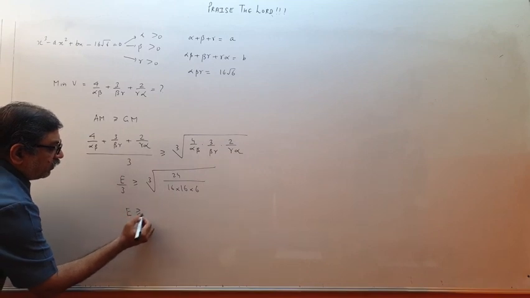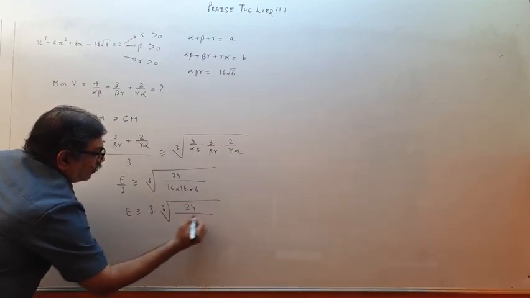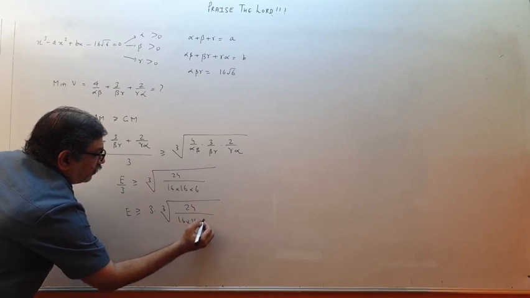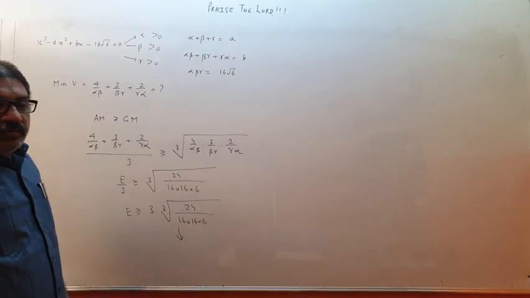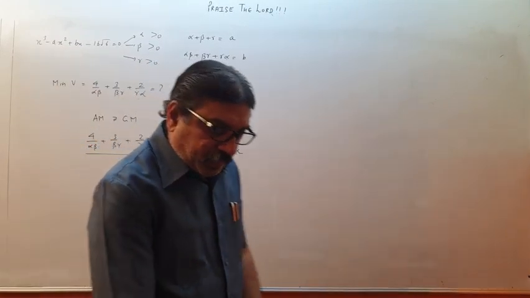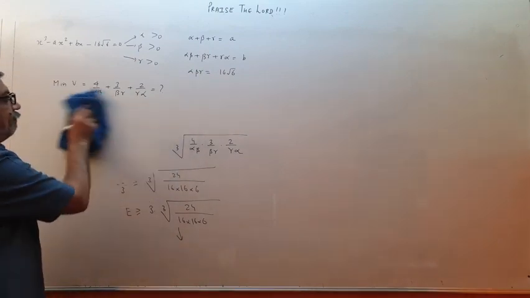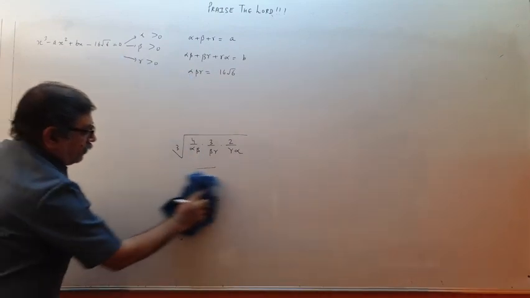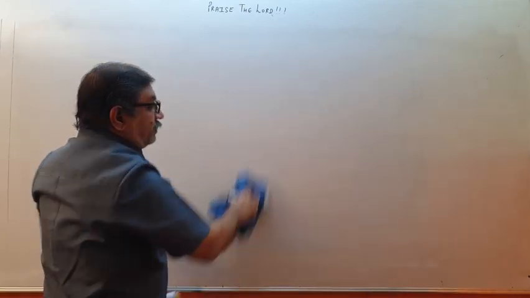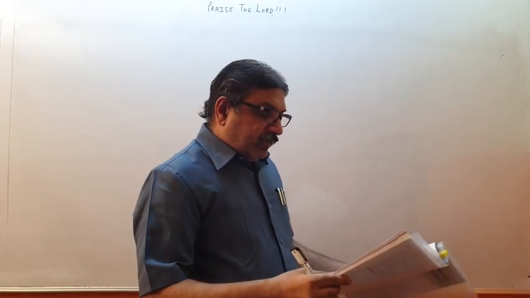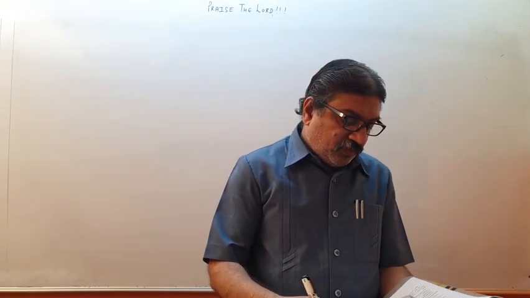So E will be greater than or equal to 3 into the cube root of 24 upon 16 into 16 into 6. Solve it. This will be a perfect cube, I think. So you get E greater than or equal to something. So this is the minimum value. Okay, please pause and copy. Whenever a minimum value is required, usually go for these inequalities, AM, GM and HM. It will be very helpful.